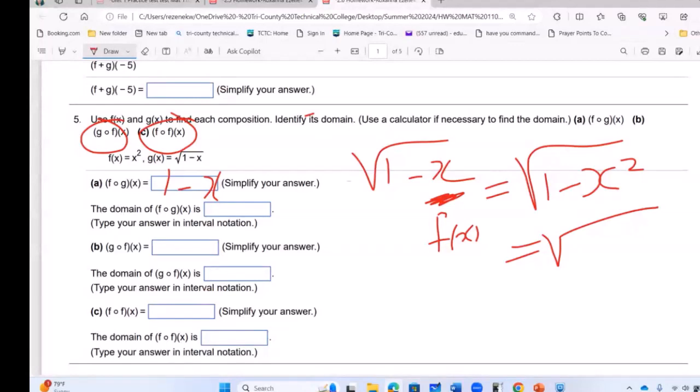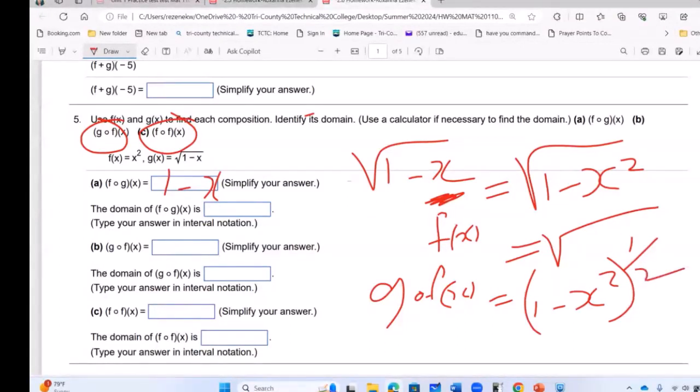You can rewrite it. Square root is the same as raising to the power of 1/2. So I will rewrite it and say that g composed of f of x is equal to 1 minus x squared, all to the power 1/2. That is the only way I can rewrite this. I cannot take the square root because it's not a perfect square.